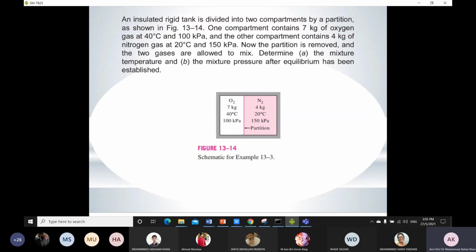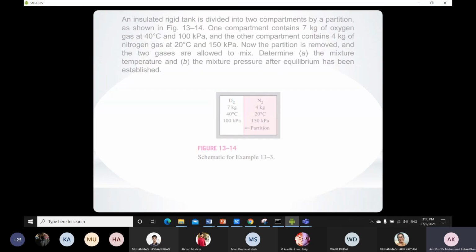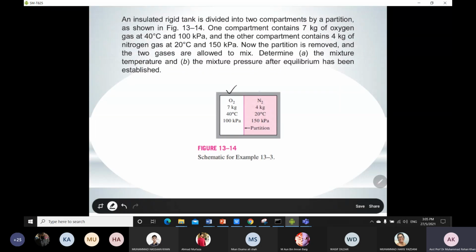So another question from chapter 13, which is example 13-3. Okay, so you have to read the statement. It is mentioned that there is an insulated tank which is divided into two parts, two compartments. The first contains O2 and the other one contains N2.